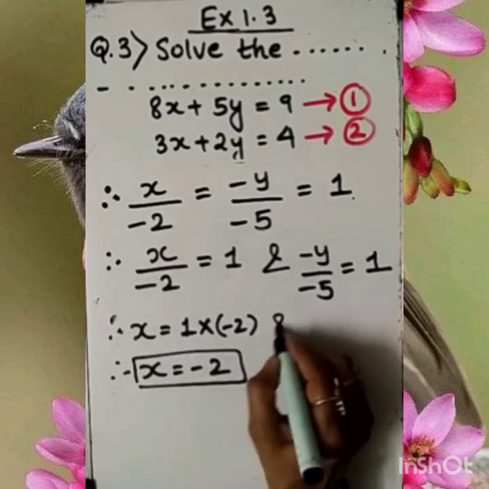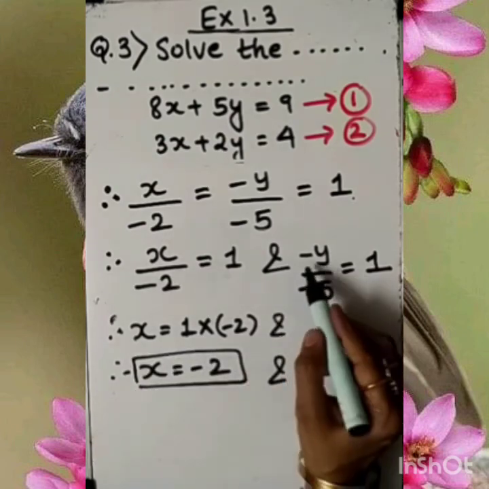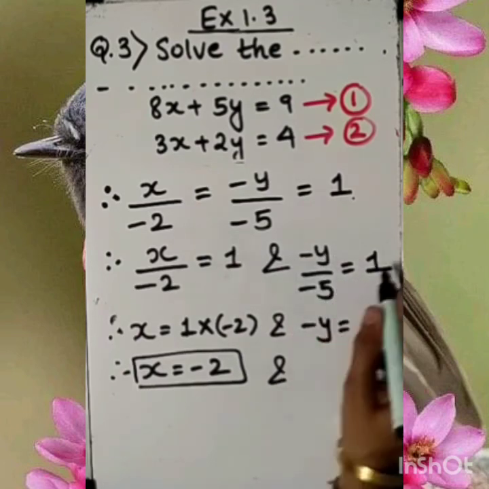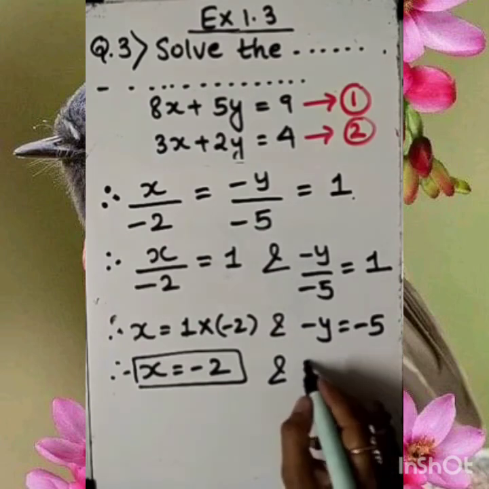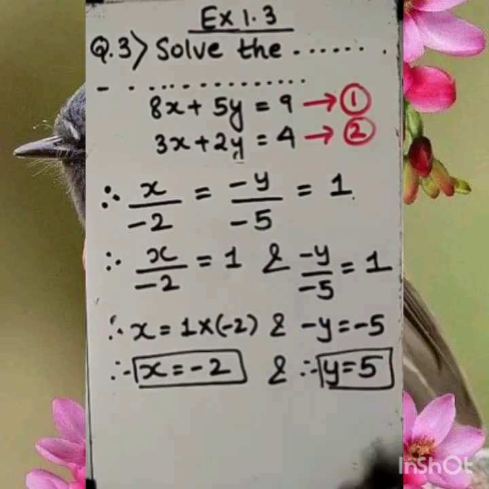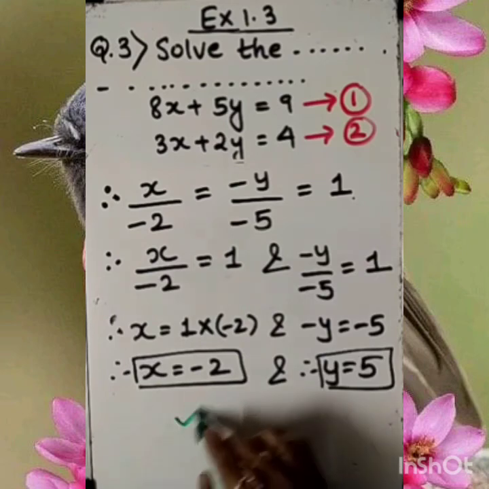Fine. And let's move on with y. Here minus y equal to 1 into minus 5 gives the result minus 5. So y equal to 5 only. Okay, so finally we got the value of x equal to minus 2 and y equal to 5.